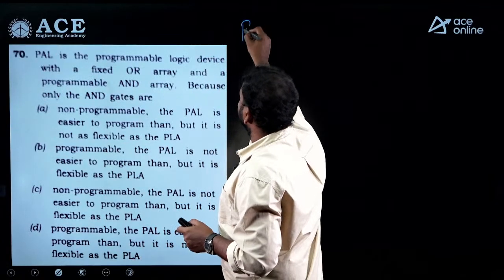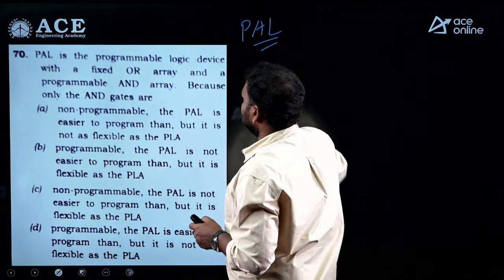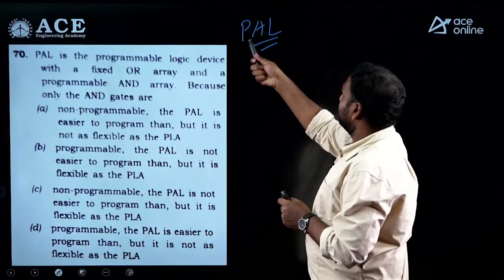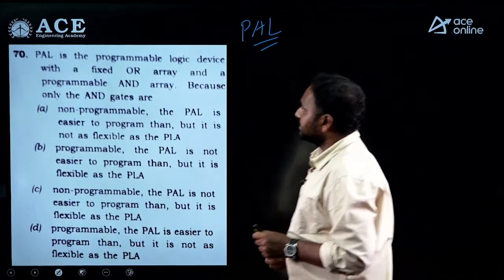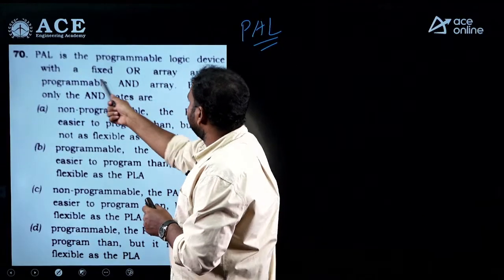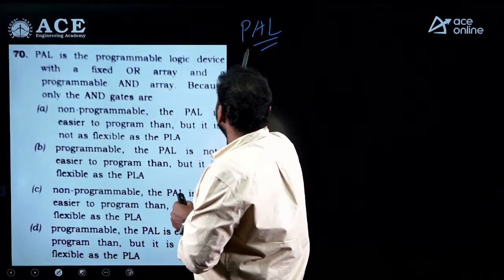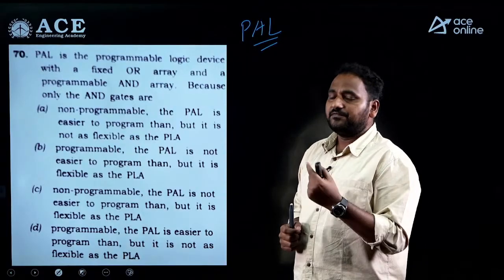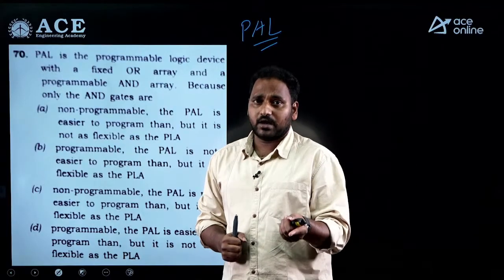PAL is a programmable logic device. Strictly speaking, programmable array logic, right. So it is a logic device with a fixed OR array. Here AND is programmable and OR is fixed. OR you cannot program, okay, right.